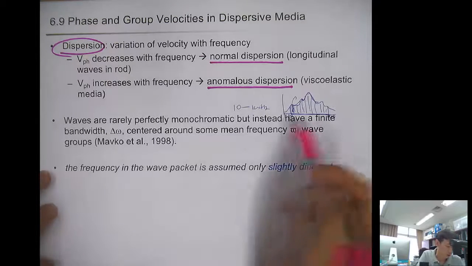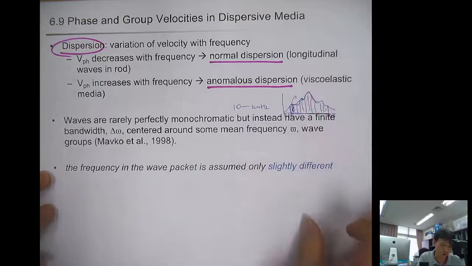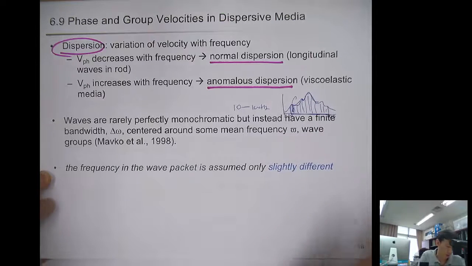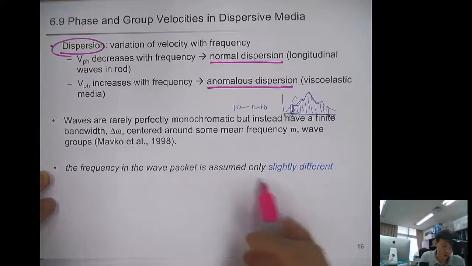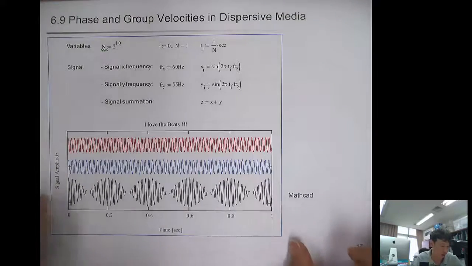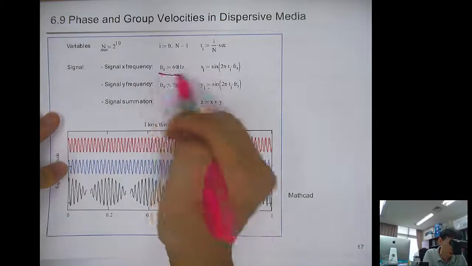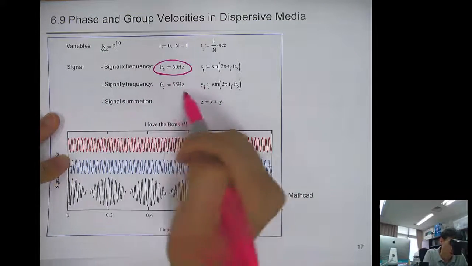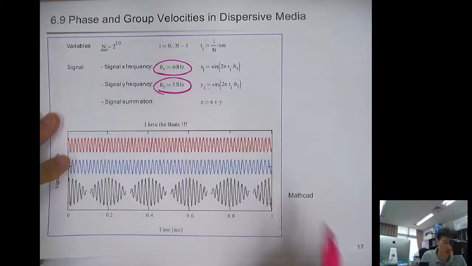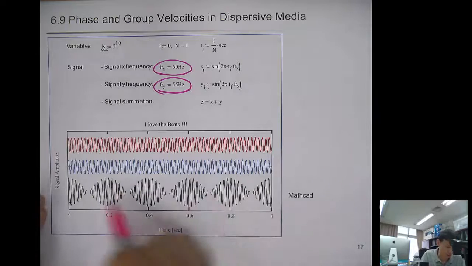So the bandwidth is centered around some mean frequency. Also, you can define the mean frequency. The frequencies in the wave packet are assumed to be only slightly different. The example is here. You have one single frequency which is 60 hertz, and the other wave has 55 hertz. And when you combine them together, it becomes like this.